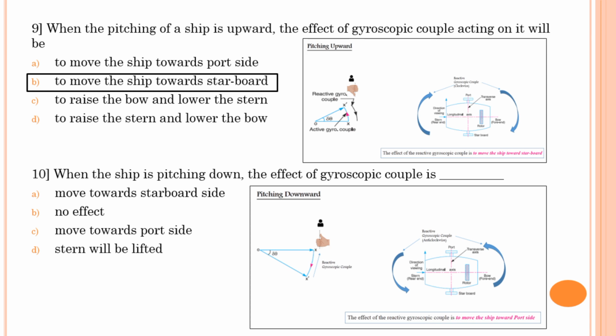Thumb will be towards you, curled fingers will be clockwise. Anticlockwise couple is placed in the top view. Therefore the bow, or complete ship, is moving towards the port side. This will be the correct answer. Therefore the answer will be to move the ship towards the port side.